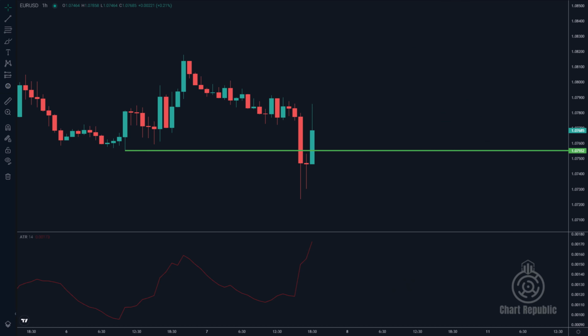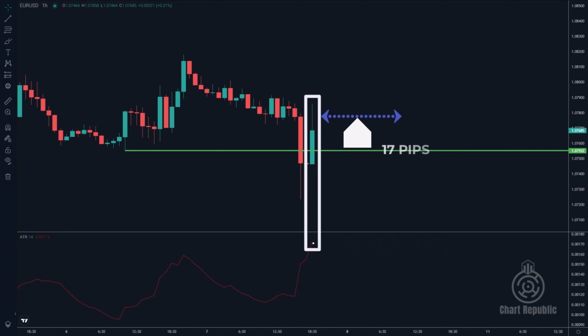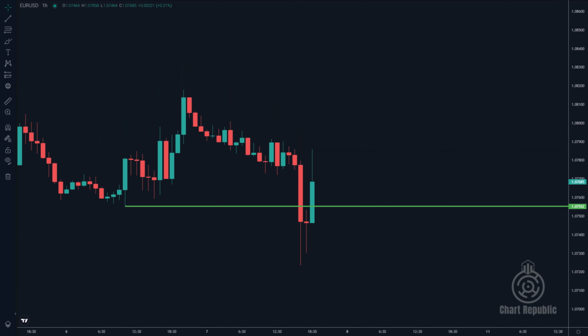For the entry point, figure out the ATR value of the breakout candle and add 10% of that figure to the support level. As for the stop loss, subtract the same amount from the support level. For taking profit, select the nearest resistance level, which is drawn from the high of the last major swing high.